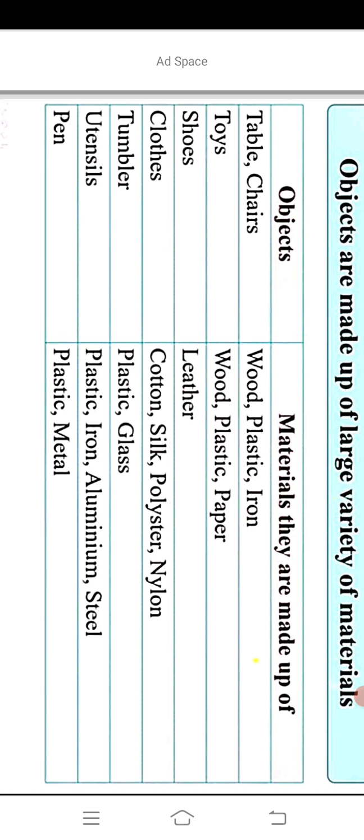Tumbler, tumbler is made up of plastic or glass. Utensils, utensils can be made up of plastic, iron, aluminium, steel, etc. Pen, pen can be made up of plastic and metal. So objects are made up of a large variety of materials. Okay.